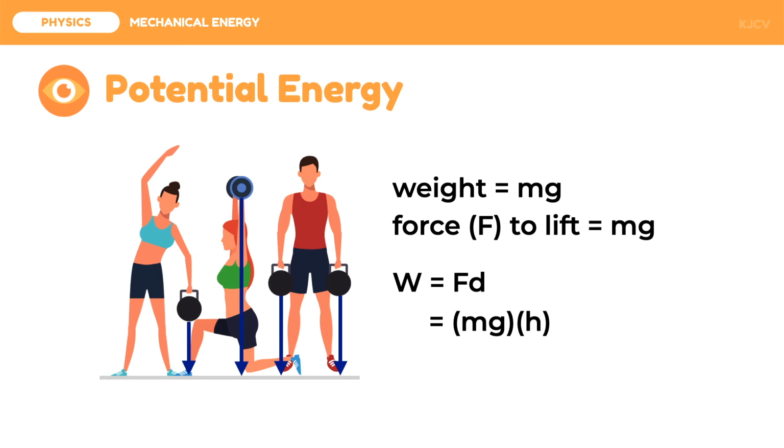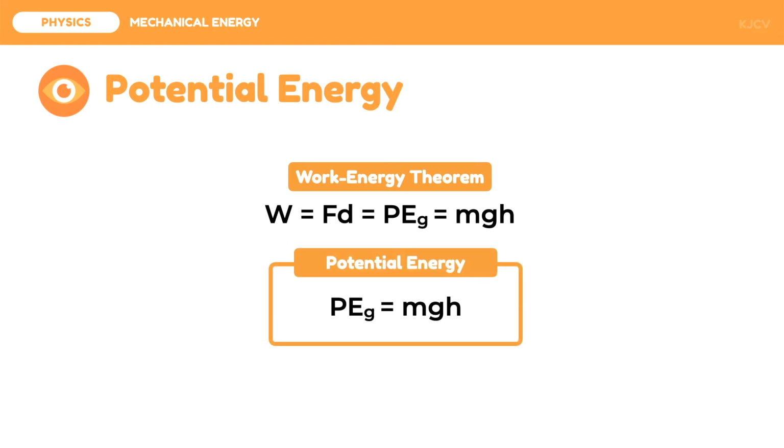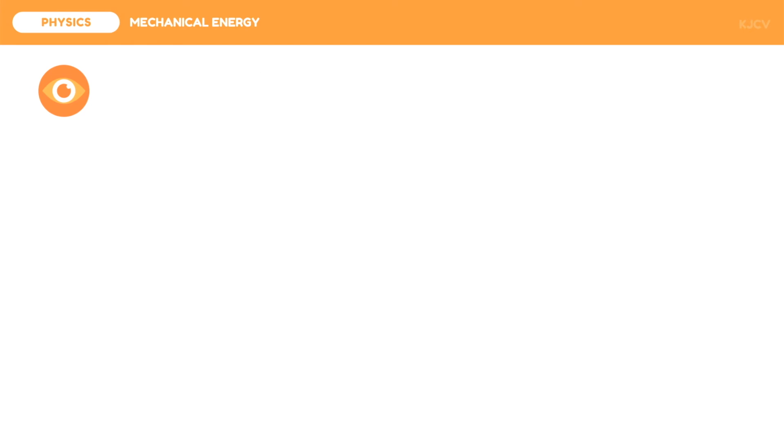For the displacement, it is the height lifted against gravity that matters and not the actual distance moved. We now describe gravitational potential energy as the product of the object's mass, vertical position or height, and pull of gravity. Let us now look at the changes in energy as one does work.